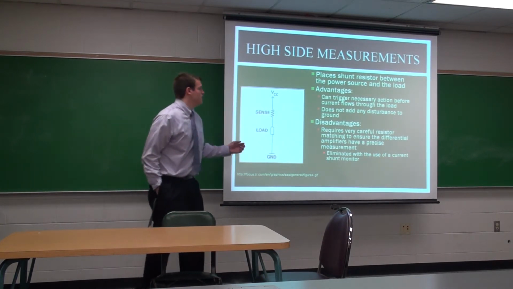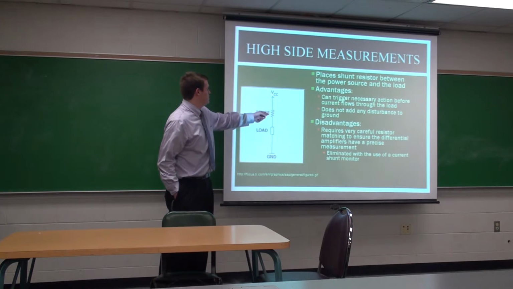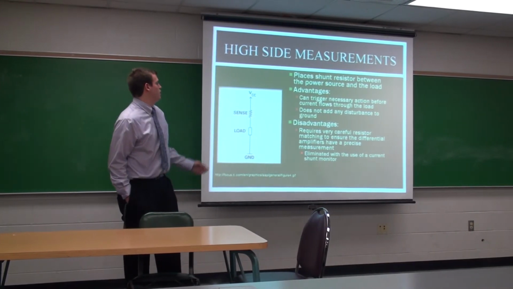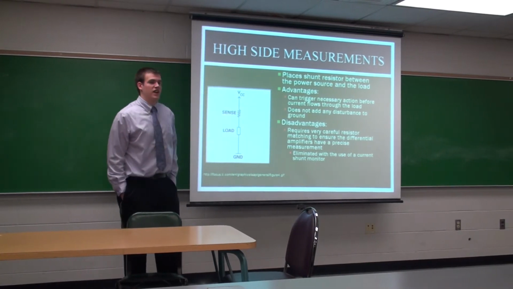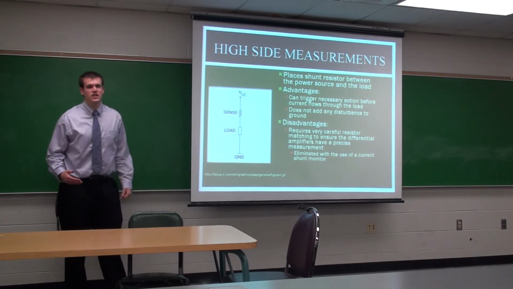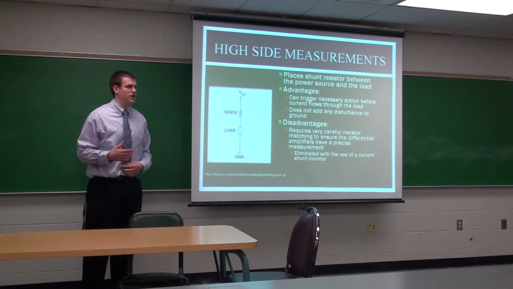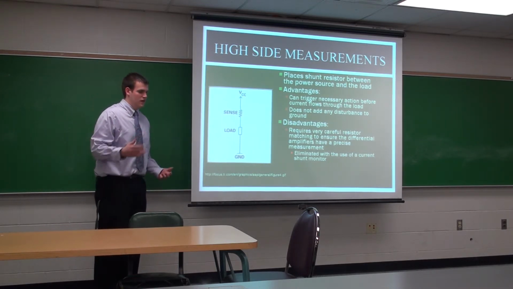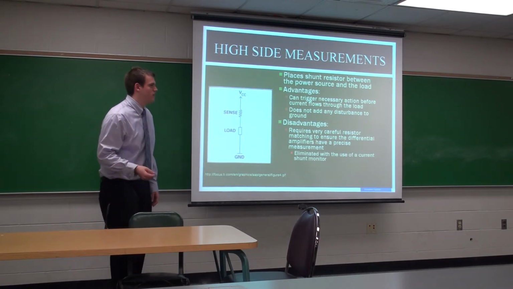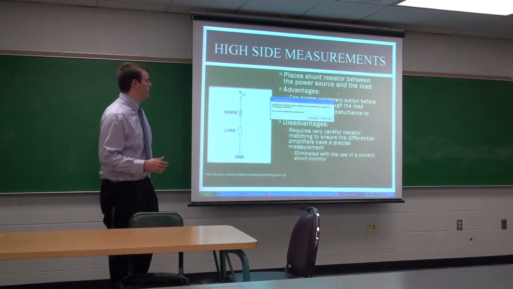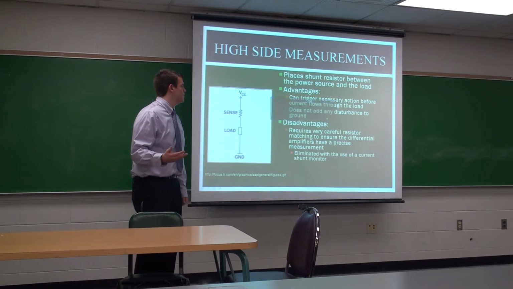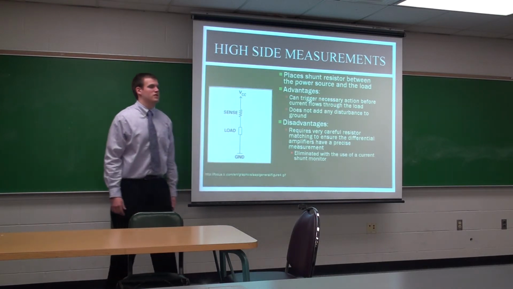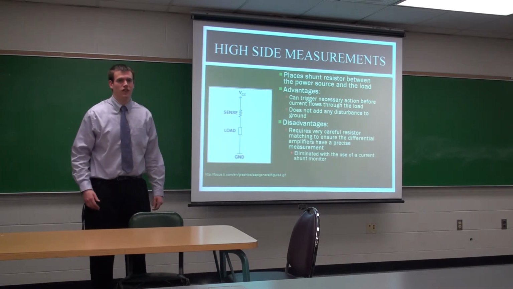As you can see, this is how this one sets up. You have the sense resistor placed in between the source and the load, so then it will measure based on that. The advantage of this is it can trigger necessary action. In case you do have an overcurrent situation, it can see that before it ever hits the load, and it can trigger a switch or whatever, so you can cut power to the load before it ever destroys it. And it also doesn't add any disturbances to ground like low side current measurements would.